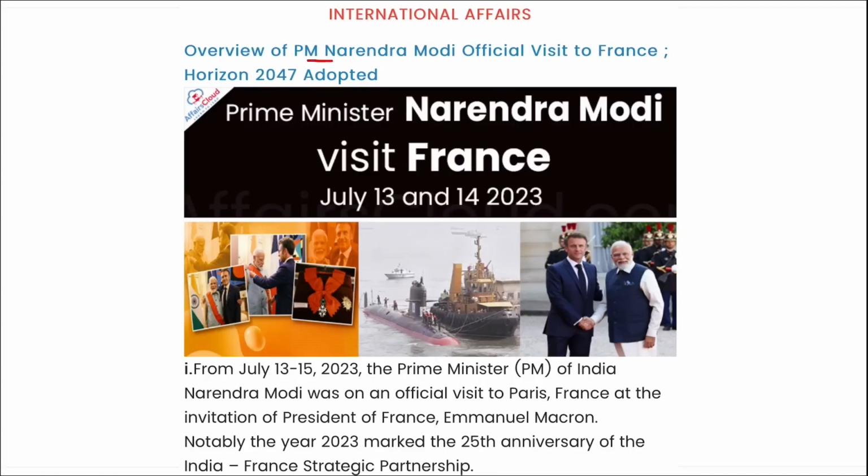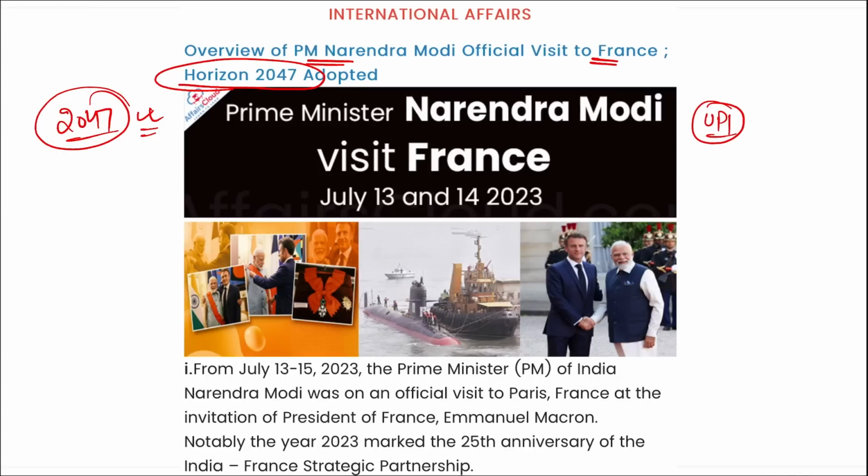Next, Prime Minister Narendra Modi visited France, and they have adopted Horizon 2047. Under that, India and France will be collaborating on multiple projects, and India's target to become a developed nation by 2047 will be achieved. Apart from this, remember, India and France signed a deal where UPI use will be starting in Paris, France, and even at the Eiffel Tower, you will be able to pay through rupee, right? And it is a big achievement for India.